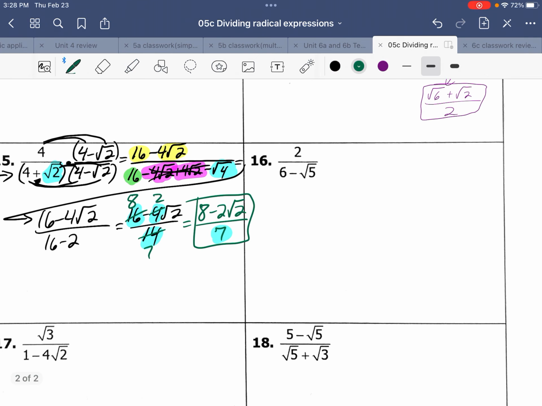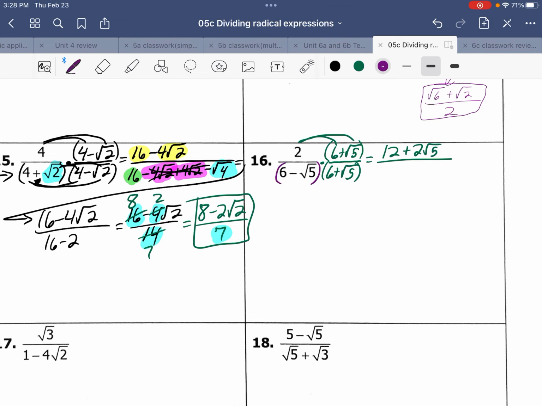So let's take a look at number 16. So the conjugate of the denominator is 6 plus the square root of 5. 6 plus the square root of 5. And multiply. 2 times 6 is 12. 2 times the square root of 5 is 2 square root of 5.